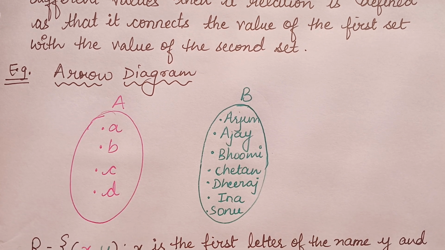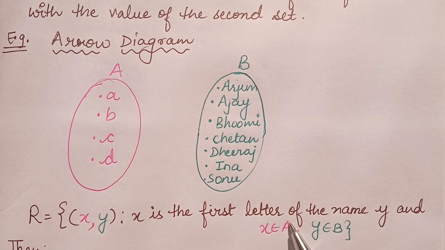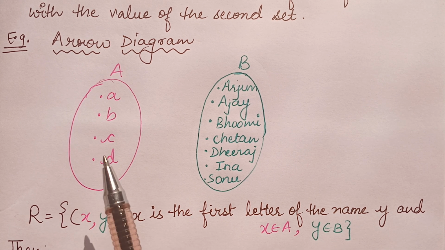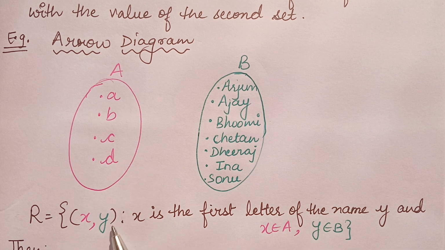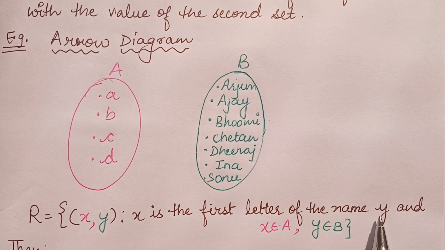second set. So let us see here the relation is (x, y), where x is the first letter of the name y, and x belongs to A, y belongs to B. Here the relation will be the ordered pair where the first element will be from set A and the second element will be from set B. And what is the relation between these two? X is the first letter of the name y.